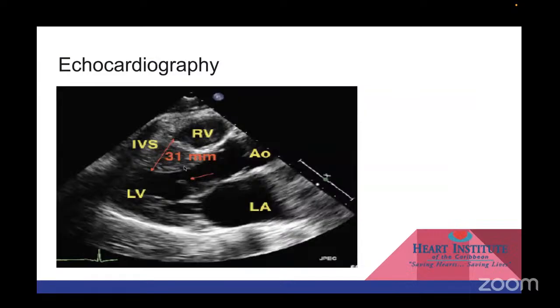And we can see that here, this is an example. This is not a dynamic image, apologies, but we can see here looking at the interventricular septum that measuring this portion, it is 31 millimeters, which is greater than the 15 millimeters. So this would be diagnostic of HCM and somebody that we'd want to evaluate fully.